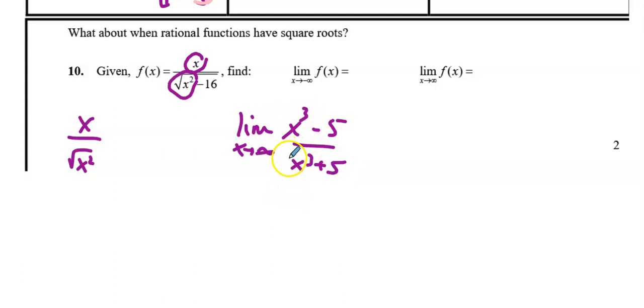So if I tell you guys that the limit as x approaches infinity of x cubed minus 5 over x cubed plus 5, and I want this limit, you guys know this limit is 1. You know that the highest degree in the numerator and the denominator are equal to each other, so the leading coefficient is what you use. Why can't I just throw out the negative 5?